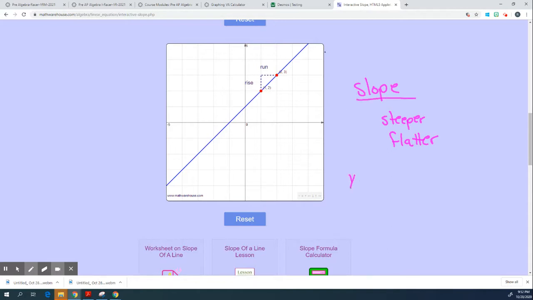If you're looking at the y-intercept, what is going to happen is it's going to shift up and down. So it's either going to move up or down. And that's basically the only things that you have to do. You're basically comparing 2 lines.